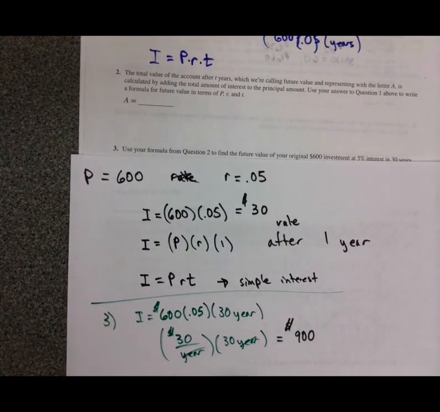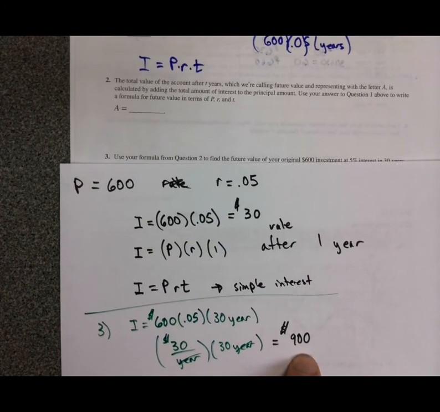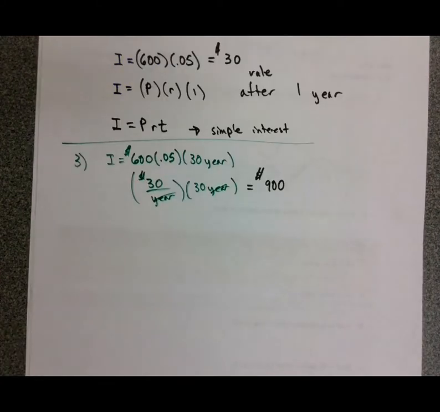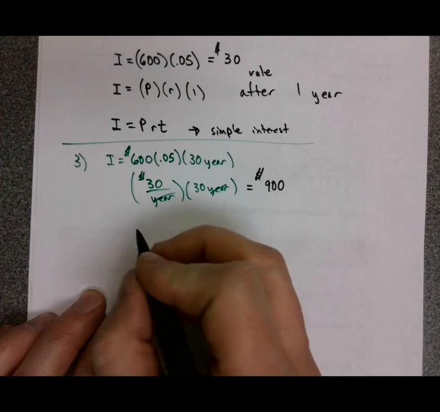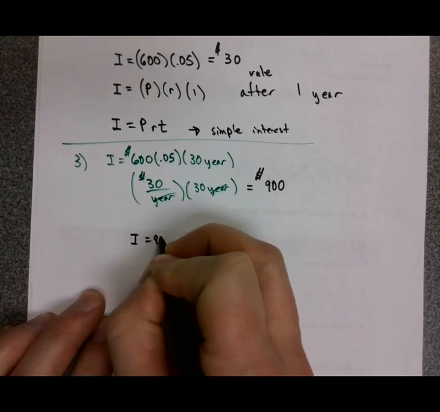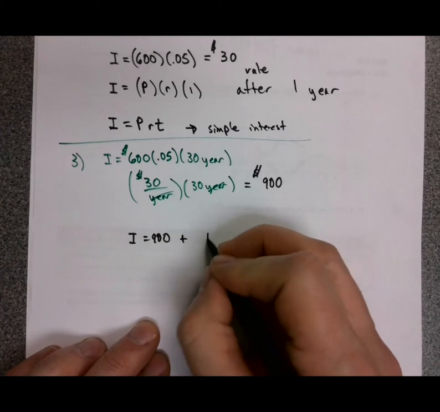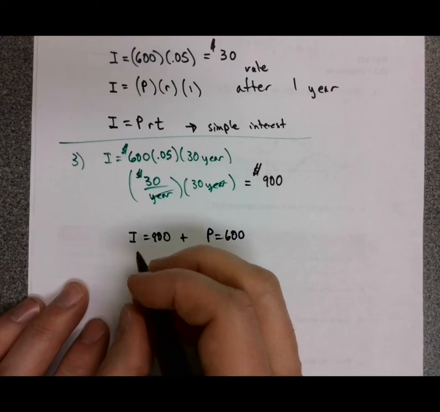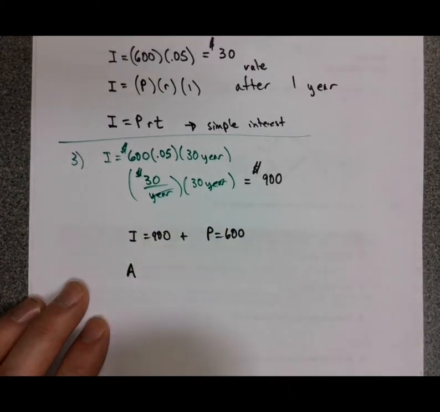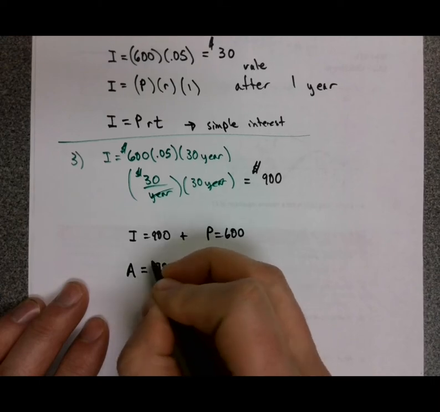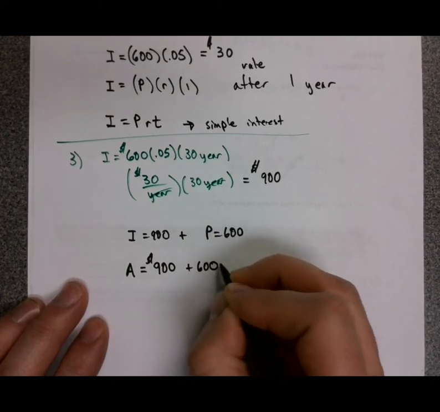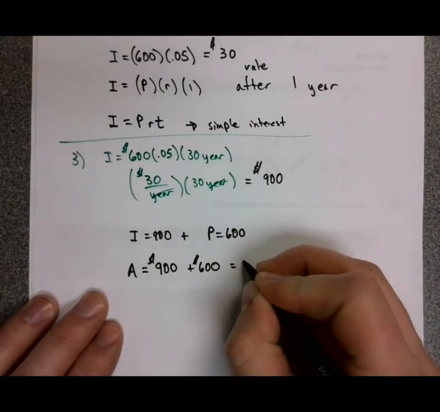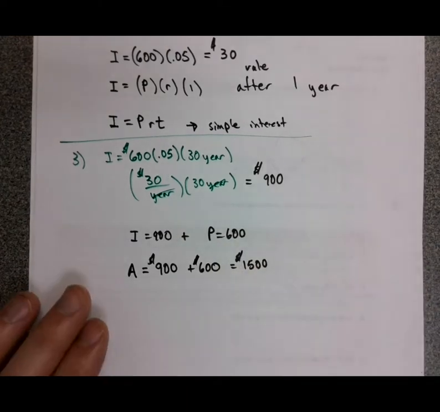Again, recognize this is not the account balance. This is the amount of interest that would be deposited into your account after that 30 years. If we want the account balance, we simply take the interest we earned here, which was 900, and add to it the principal, which was 600. So in general, if we want to use the letters that were given before, the account balance, which is represented by A, is equal to our $900 in interest we earned, plus our $600 in principal that we initially invested, and we get that total that I already showed you using the linear formula, $1,500.